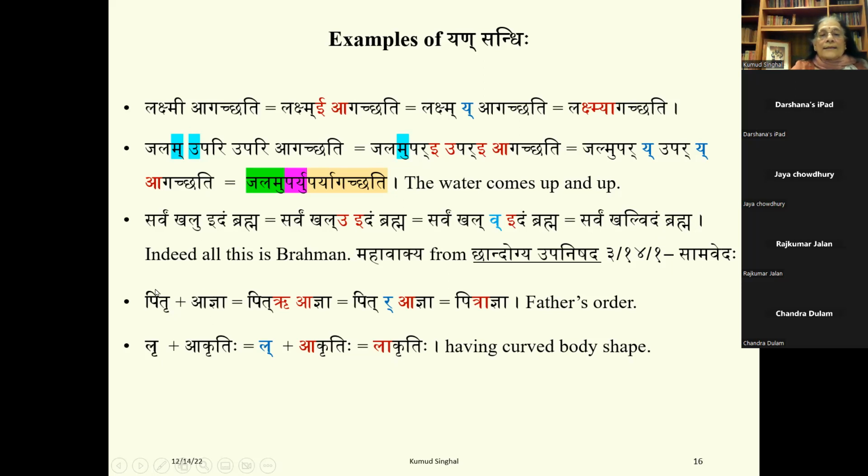Pitra agya. This is a compound word. So pitra ends with r. Agya begins with a. So this is a dissimilar vowel, and the vowel will be replaced by r. Ta and ra is a conjunct. It is tra, which combines with a, becomes tra. Pitragya, father's order. Ra plus akritihi. So ra is replaced by la, lakara, and la plus a becomes la kritihi, having curved body shape.